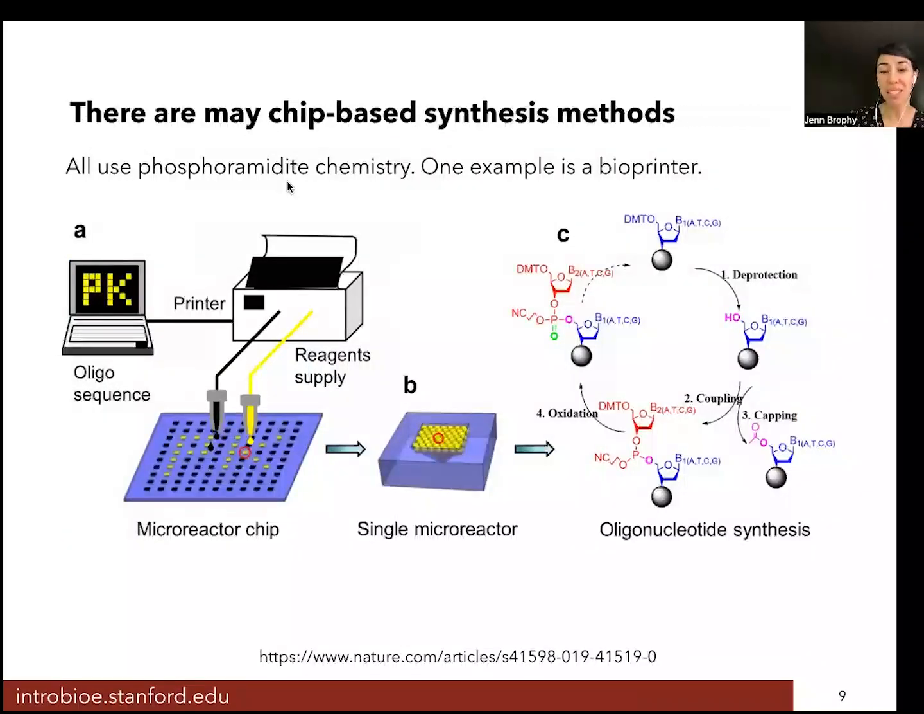There are many chip-based synthesis methods. All of them use that phosphoramidite chemistry. One example of how you can add a very specific base at a time is with a bioprinter, where you're simply printing out each base at a time. And so here's an example of this going through the addition of one base and then changing of the chemistry or the environment that all of this DNA is sitting in to uncap that DNA molecule so it can receive the next base.